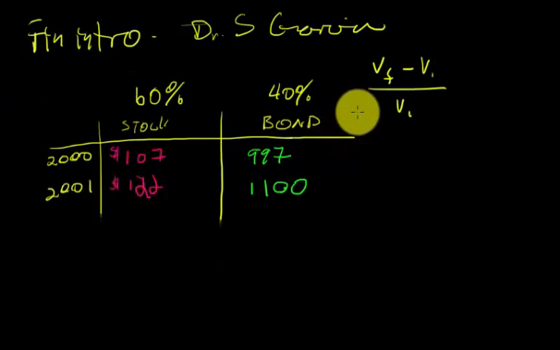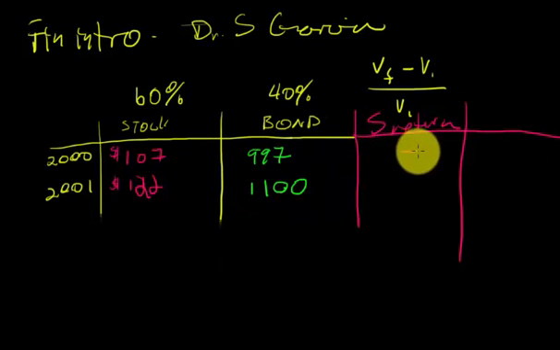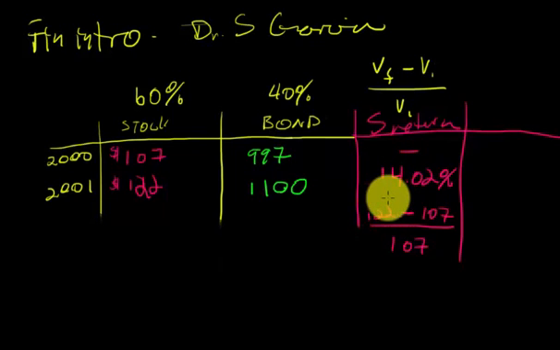First, we calculate our stock return. I'm going to create another chart over here that says stock return. I'm going to come up with some percentage. There is 0 return in year 1, and in year 2, I'm going to calculate 122 minus, because this is my final value, minus 107, which is my initial value, divided by 107. In my trusty calculator on the side, that is 122 minus 107 equals, divided by 107, equals 14.02%. Not a bad return for a good stock.